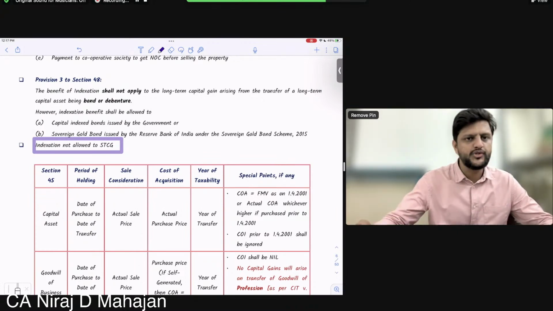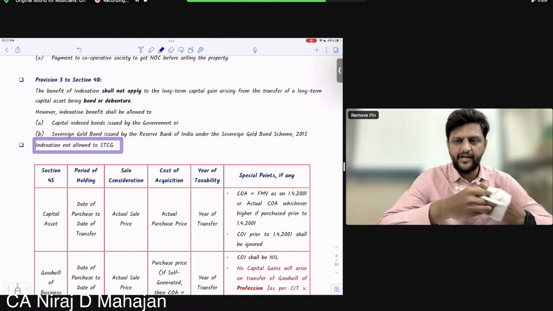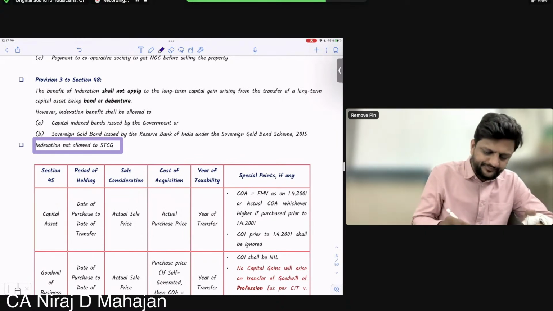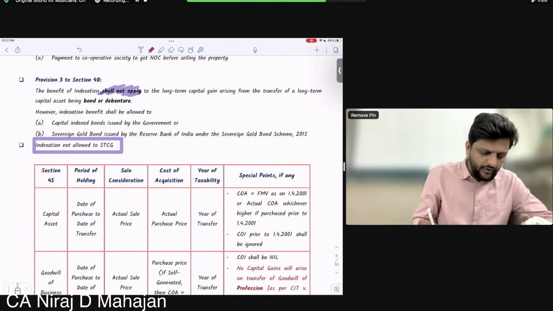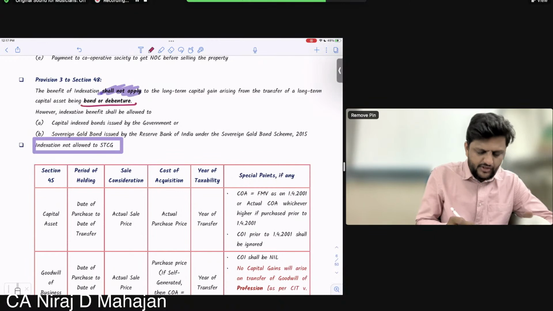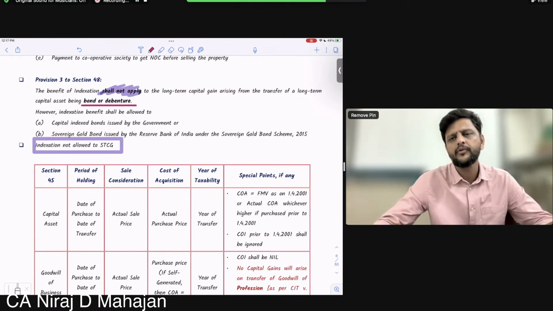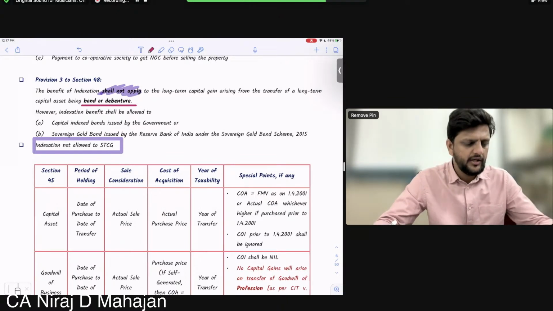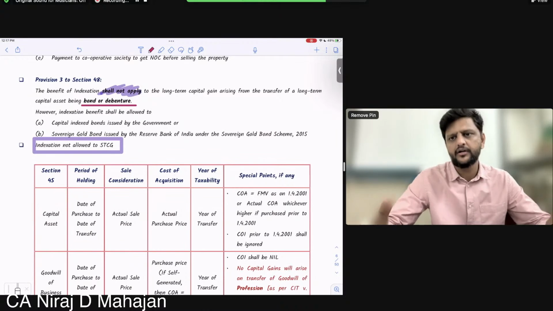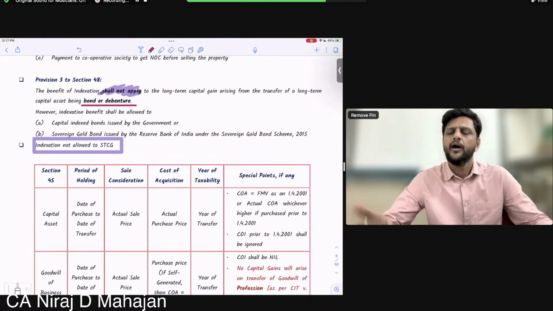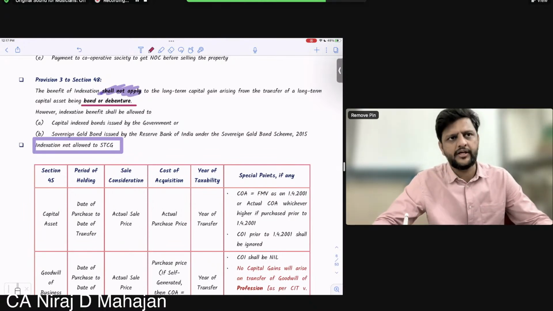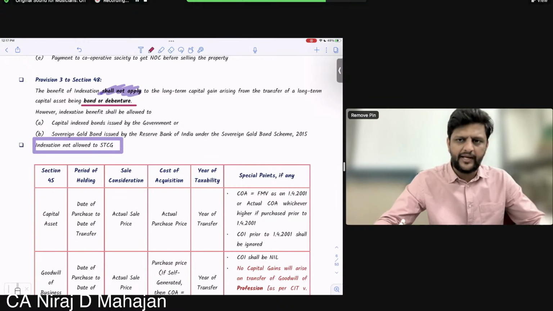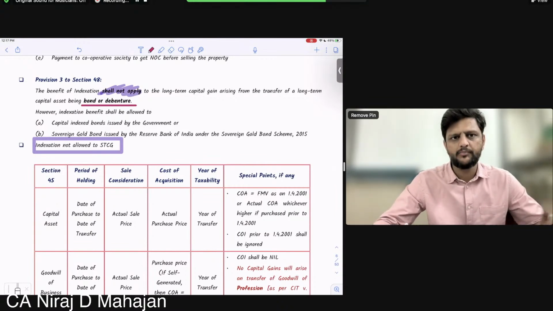And check the proviso to section 48. The benefit of indexation does not apply to the long term capital asset arising from transfer of long term capital asset being bonds or debentures. Basically again some exception. First of all, short term not allowed. Only for long term capital assets do we have to do indexation, because it is held for more than 1 year, 2 year, 3 year, more than the required period. However, again in long term assets there is an exception where you can't do indexation. Which one? Bonds and debentures.